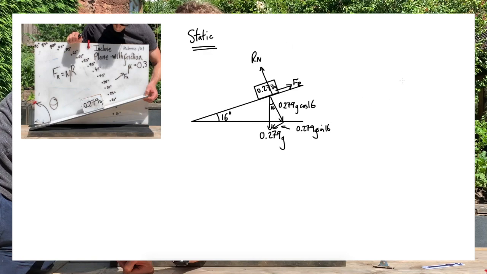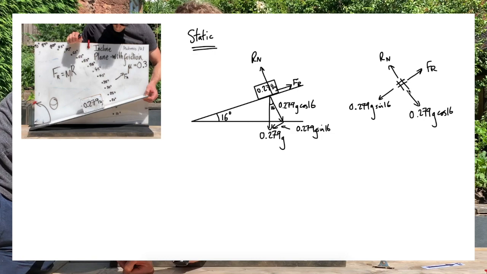So we're going to draw a point diagram, and sometimes what I like to do is draw a kind of double equal sign like this. So this is our point, and in every direction things are equal. It might look like a hashtag, but trust me, that's not what it is at all. So down into the plane we have 0.279 G cos 16. We have Rn this way. This way we have our friction Fr, and down the plane we have 0.279 G sine 16. Okay, they're all the forces.